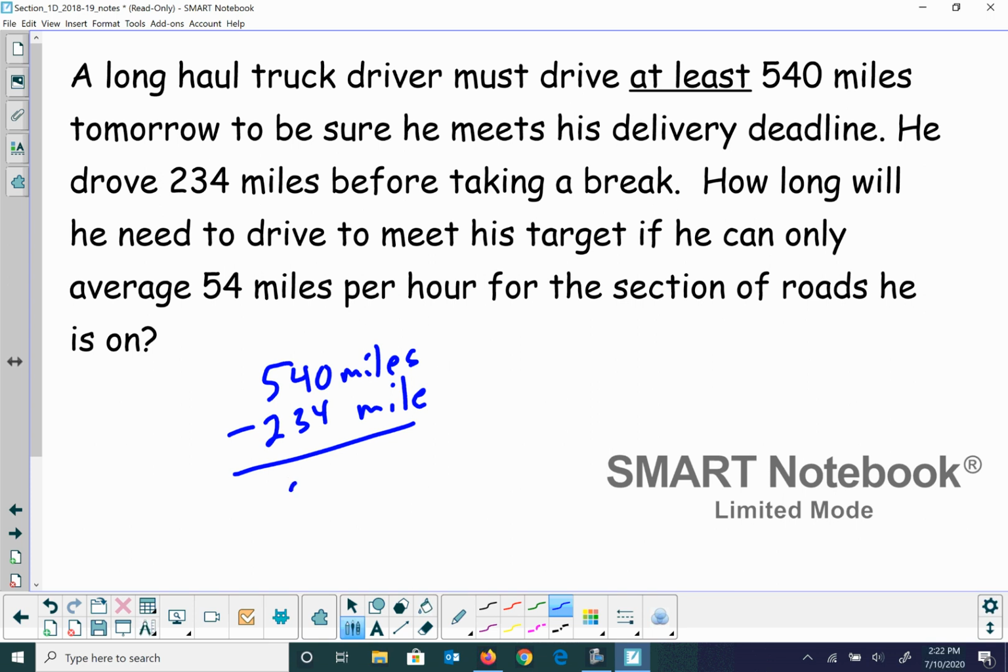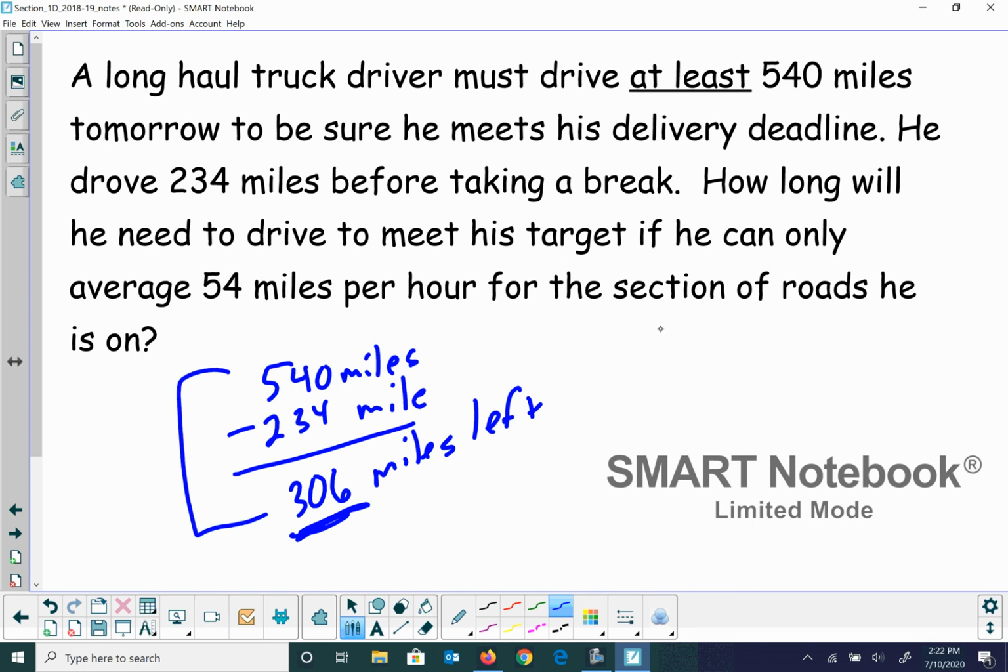So that means he has 306 miles left. Does that make sense? Okay, so now with that, I guess we could have put that into some sort of equation, but I like doing this little side math here. This just kind of makes the problem a little simpler.